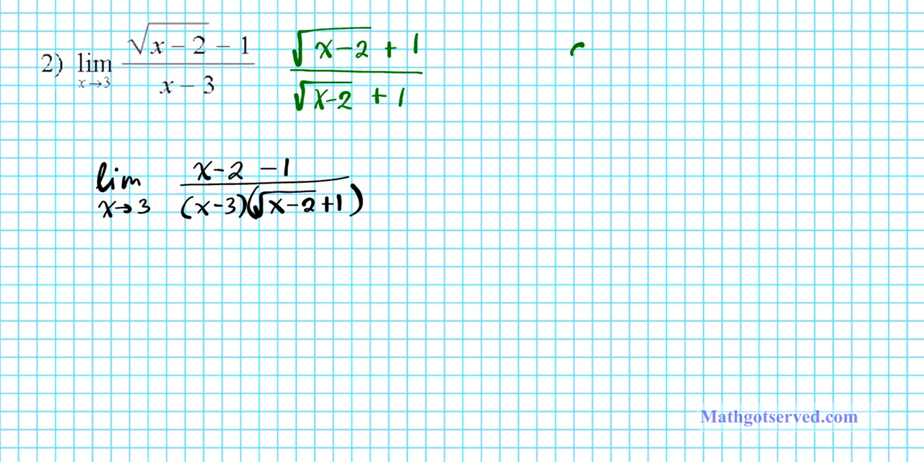In the numerator, all I did is take advantage of the difference of squares formula. If you have a minus b times a plus b, that's going to become a squared minus b squared. So when I square the square root of x minus 2, I have x minus 2. When I square 1, I'll have 1 there. Let's go ahead and simplify further.